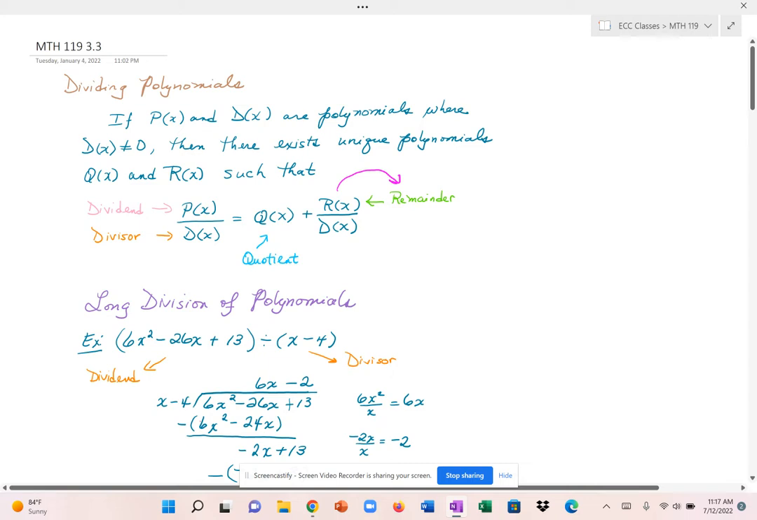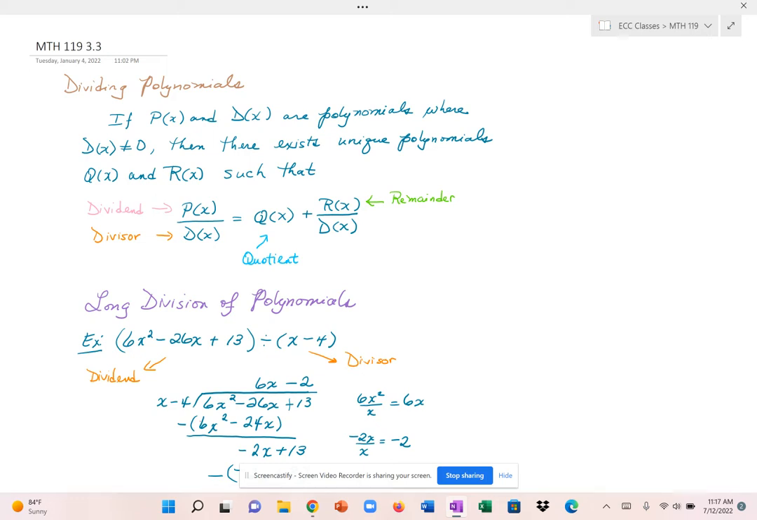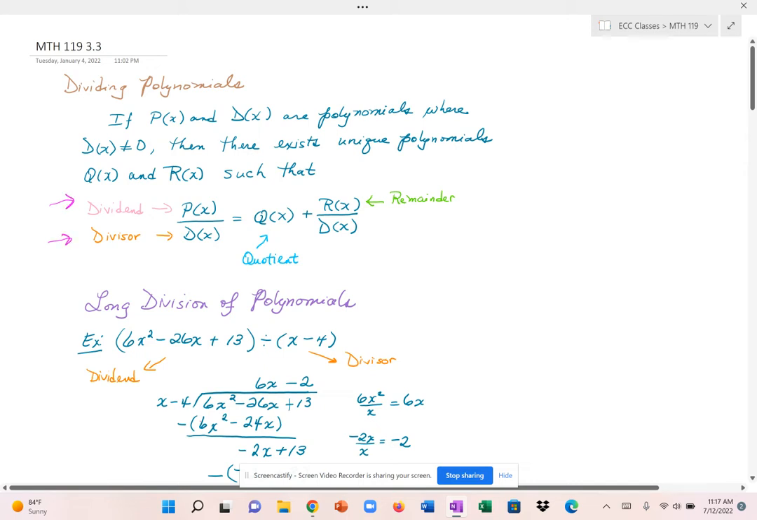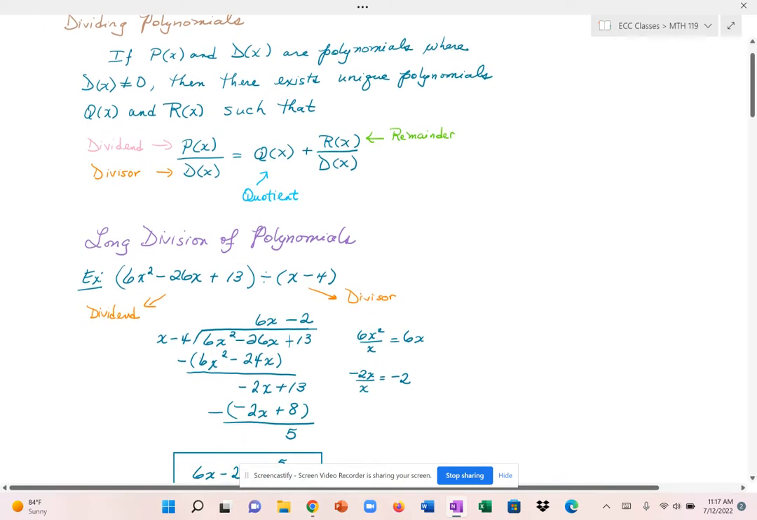Not all division problems will have a remainder. But if it does, it could be either a constant or it could actually be a function of x depending on what you're dividing. And we call q of x the quotient. The numerator is called the dividend. The denominator is called the divisor. That is the expression that is doing the dividing. So we will be doing this by both long division and synthetic division. We start with long division.